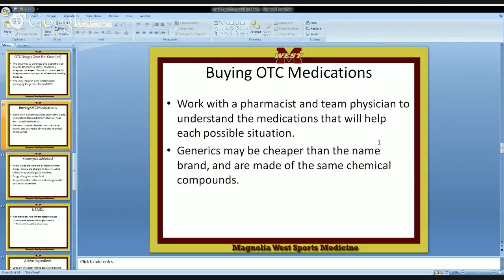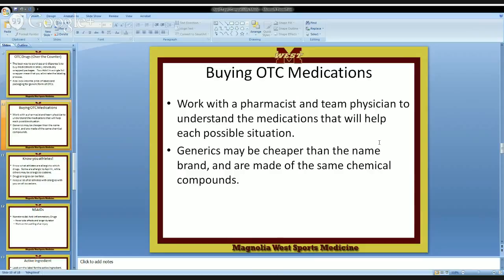So when you're buying over-the-counter medications, you can work with your pharmacist and your team physician to understand the medications that will help each situation. We talked about how you can take hydrocortisone cream and push it through the skin by using ultrasound. There might be times that they want you to do what's called phonophoresis. You've got to go to the pharmacist. He has to actually make the cream with the cortisone and how much cortisone the doctor wants in it. So talk to your pharmacist and your physician about that.